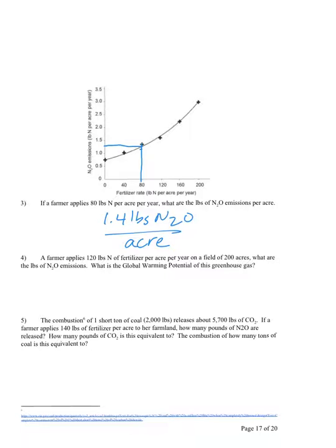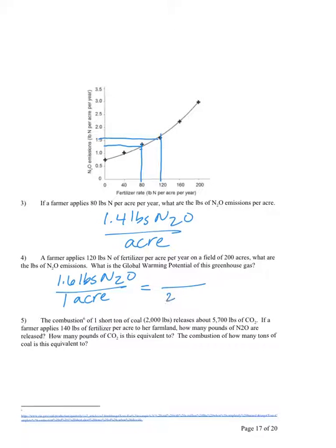So now, question 4 says, a farmer applies 120 pounds of N of fertilizer per acre per year on a field of 200 acres. What are the pounds of N2O emissions? And then what is the global warming potential of this gas? So I go to 120, I go up, and then as I go over, looks like I'm going to say about 1.5, probably 1.6. So I'm going to say 1.6 pounds of N2O per acre. And that's for every 1 acre.